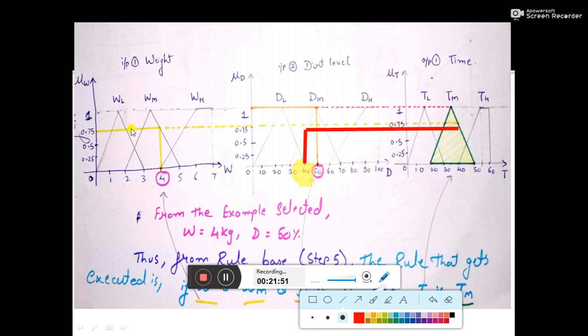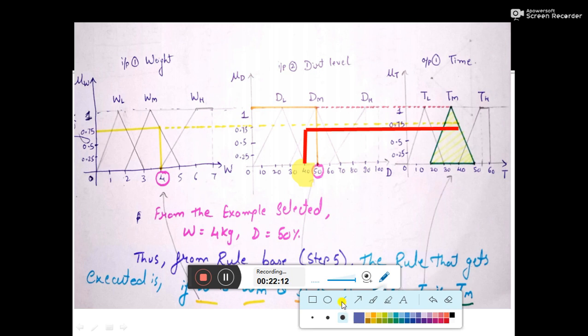But in this case, this has been projected on this triangle, so this value, and this has been projected on this value, so 0.75, and let us say that this value is 0.6, which is the lower value. The higher value is 0.75. So our alpha cut becomes the highest value, 0.75. The triangle which will come into picture is this one.